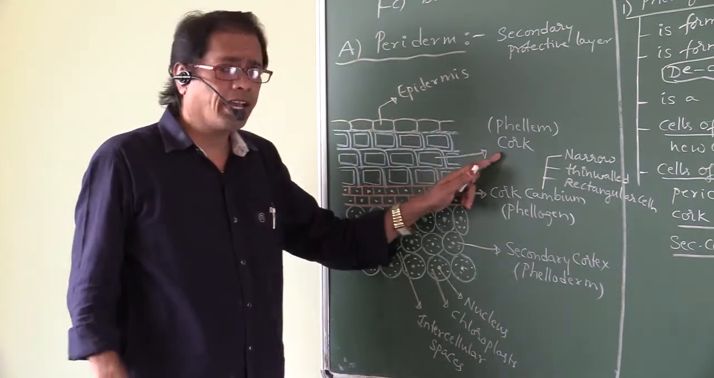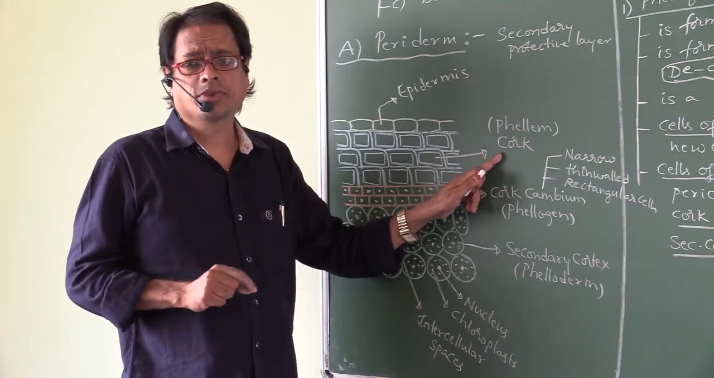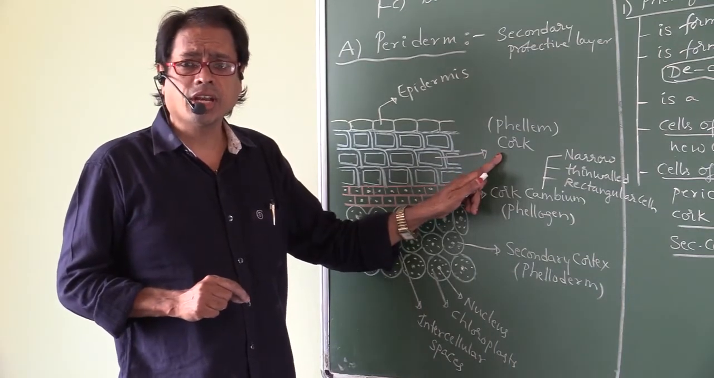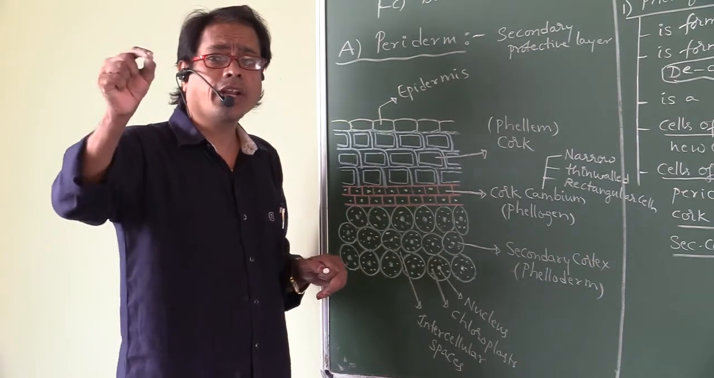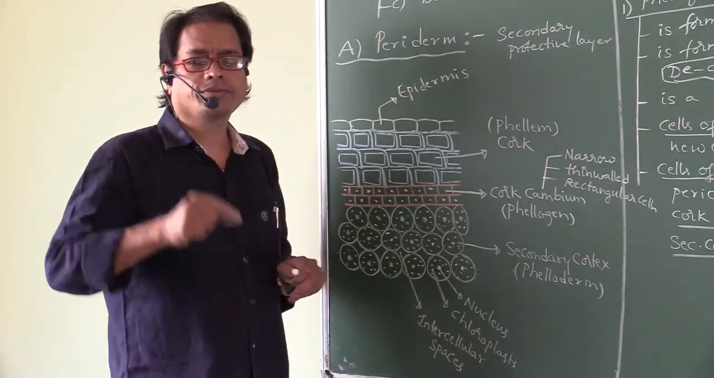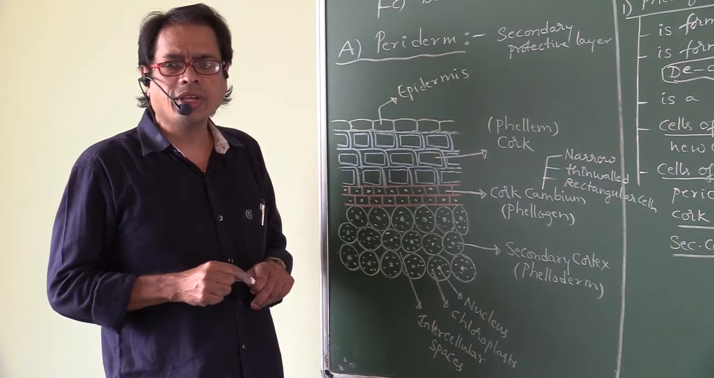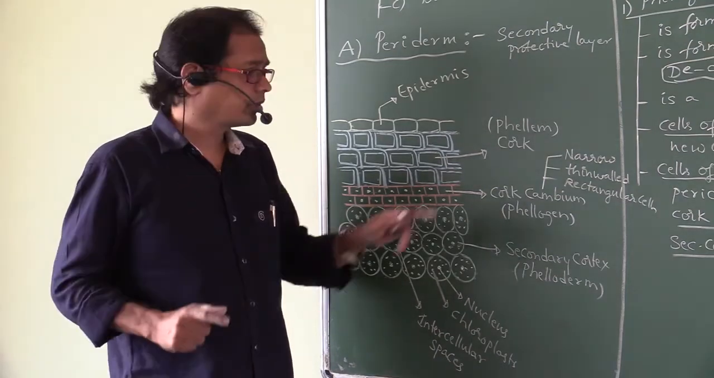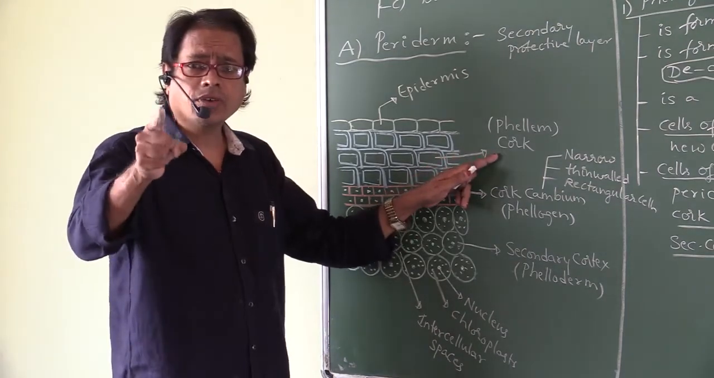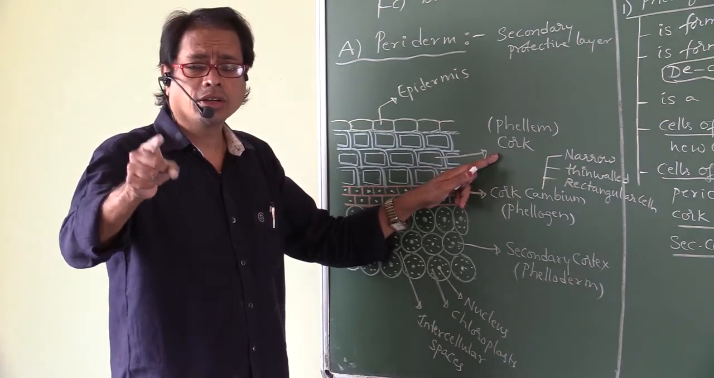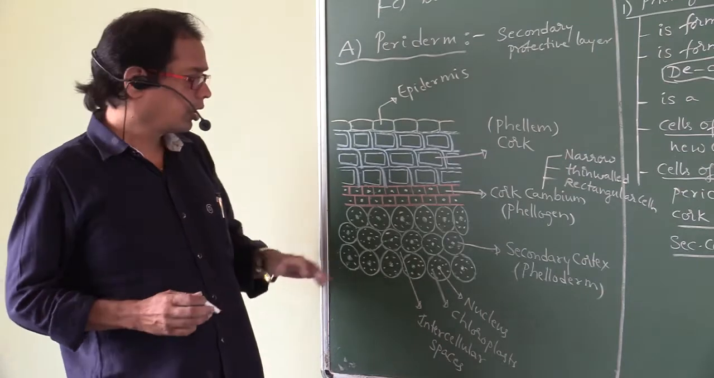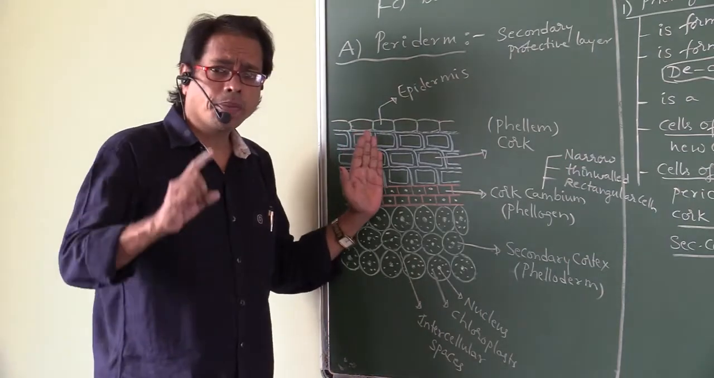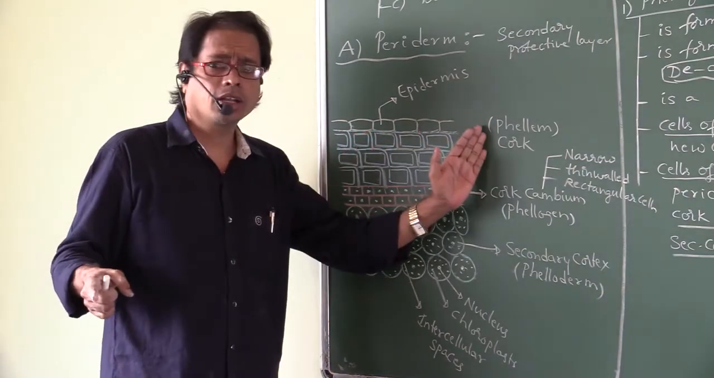This cork has commercial value. Which tissue has commercial value? That is cork. This commercial cork is obtained from oak tree. Oak tree scientific name is Quercus suber. Commercial cork is obtained from Quercus suber. Common name is oak tree. So the outer layer of periderm is cork.